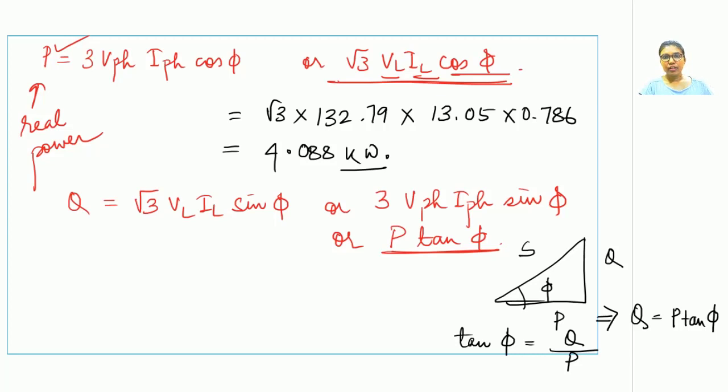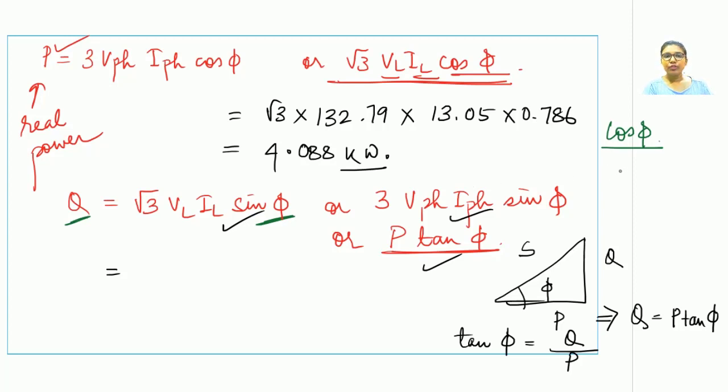So this is what I'll be using, or you can use either of these three expressions to obtain the value of reactive power. All these three expressions are going to give you the same value. And yes, one more thing, why do I prefer using this? Because the value of cos phi is known to us. But in order to compute the reactive power, one needs to obtain sin phi.